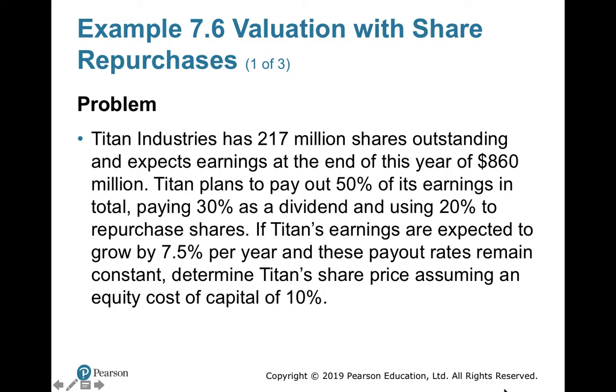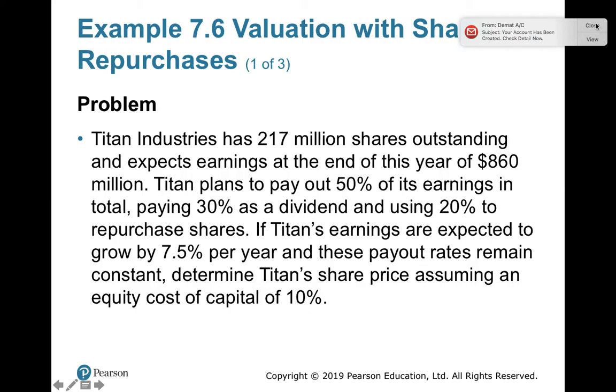Alright, the given data here is the earnings are 860 million, shares outstanding 217 million. Now the company is planning to pay out of this 860 million expected earning: 50% will be retained, 50% will be paid back. But the paid back will not be in the shape of dividend only. 30% will be dividend, 20% will be repurchase. And the earnings in future are expected to grow by 7.5% per year. And the cost of capital here is 10%.